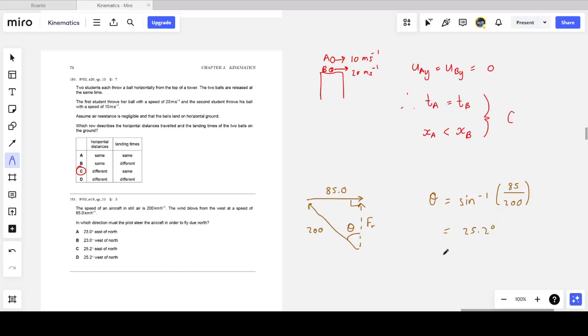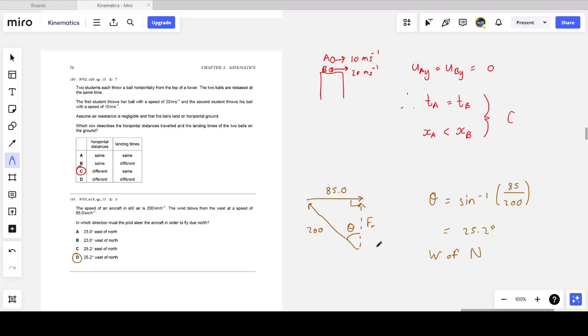25.2 degrees. Now, 25.2 degrees as I've labeled it, which is pointing west off the north line. So we'll say it's west of north. So it's 25.2 degrees west of north. And that corresponds with option D, 25.2 degrees west of north. So in these kinds of questions, always draw your vectors, and then you can calculate your angles.